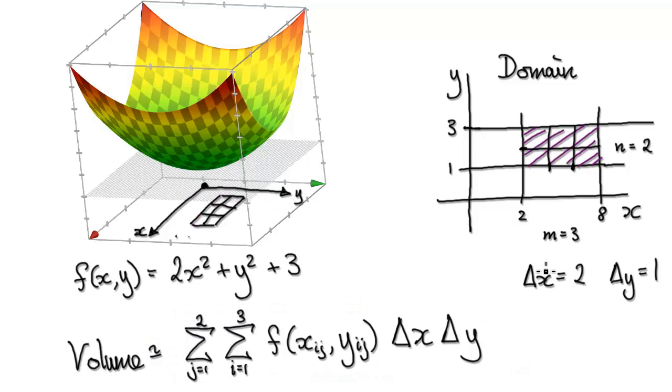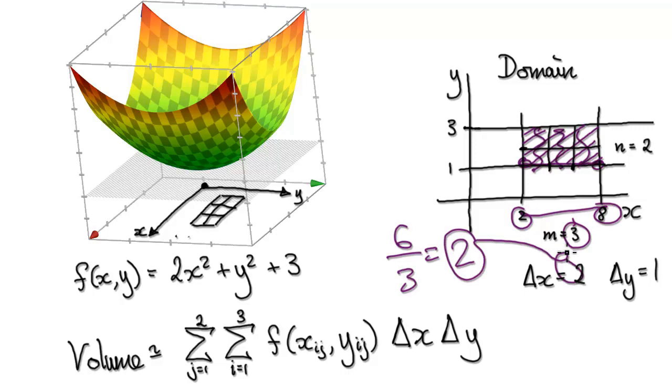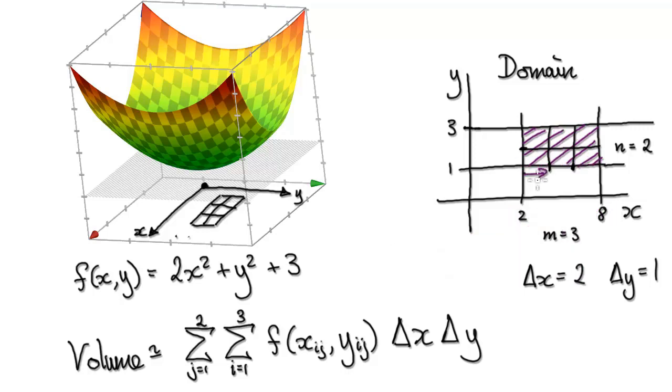So we need to find dx. So dx would be us getting this whole length, which would be 6, and then cut it up into 3 equal pieces. 1, 2, 3. So dx is 2. So what that means is this length here is 2, this length here is 2, 2. Not to scale, okay, because from here to here is also 2. So it's not to scale.